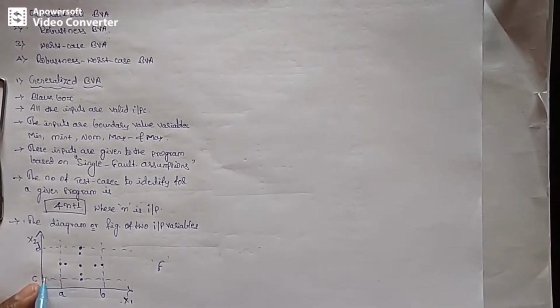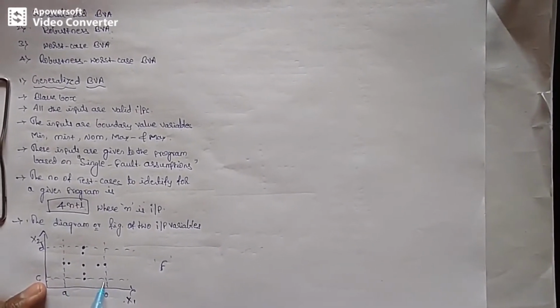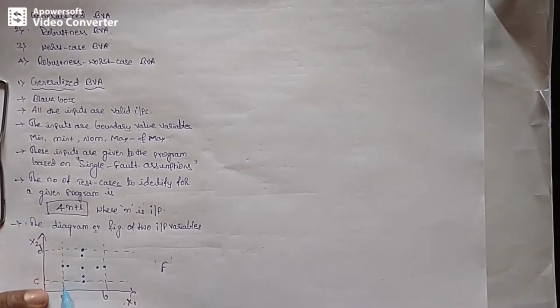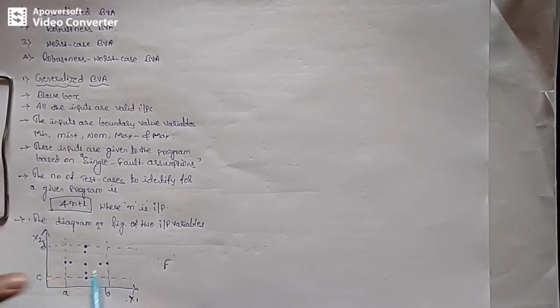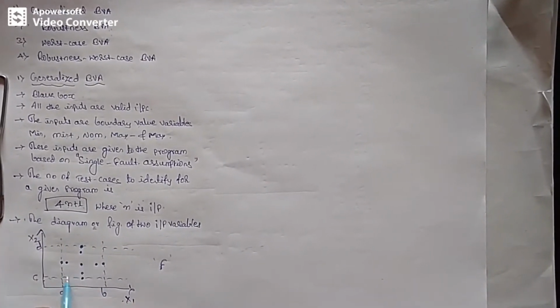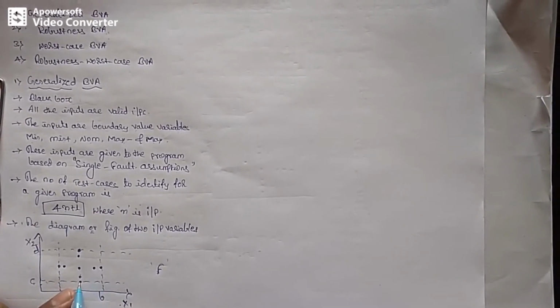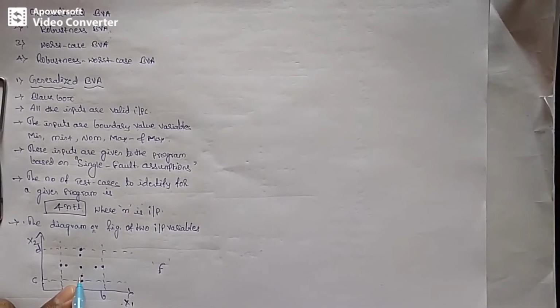If I consider this line as the lower limit, then this line becomes the upper limit for designers. If I consider this one as the lower limit, then this line becomes the upper limit. Based on that, I will explain these points. Now if I consider this line as the lower limit, then this becomes the minimum value. Now this second point will be the minimum plus.